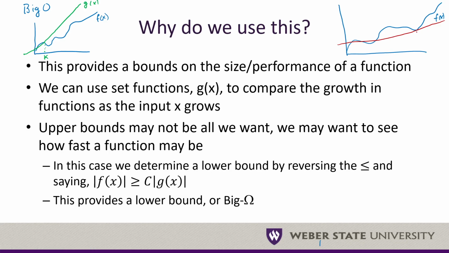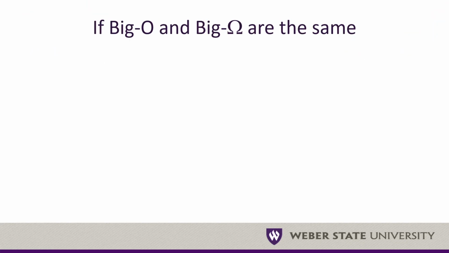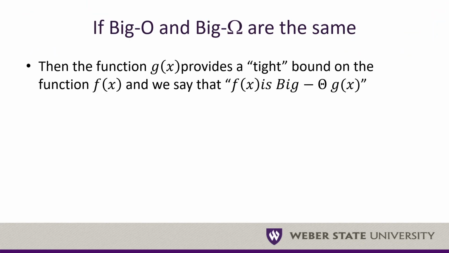Well, maybe my k is out here somewhere, and I say, well, this is my g of x here. Once I get past that point, f always takes more, or it never gets better than this, would be kind of really the other way to look at it. I can never get better than that. And then our final thing, if they're the same, then we say that we have a tight bound on it.